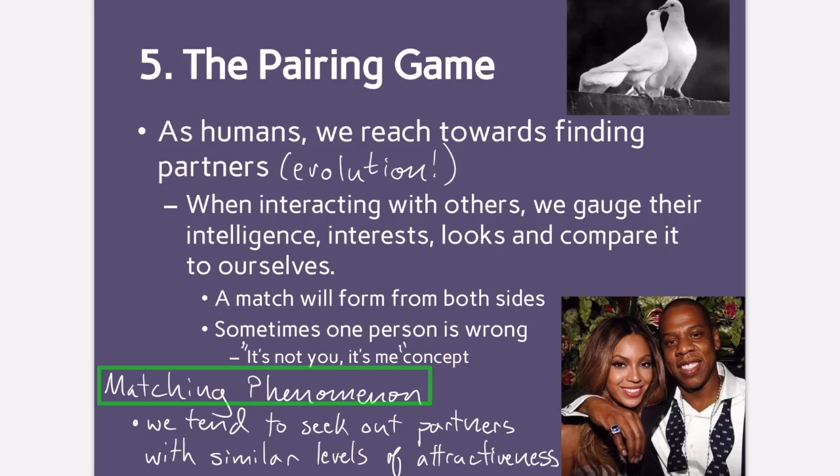So going back to that idea of similarity, birds of a feather, we want to make sure that if we're a 6, we're with a 6 or higher. If we're a 7, then we want a 7 or higher. Just kind of makes sense.